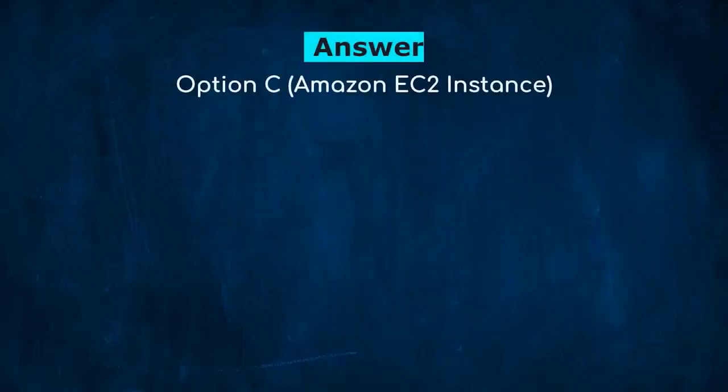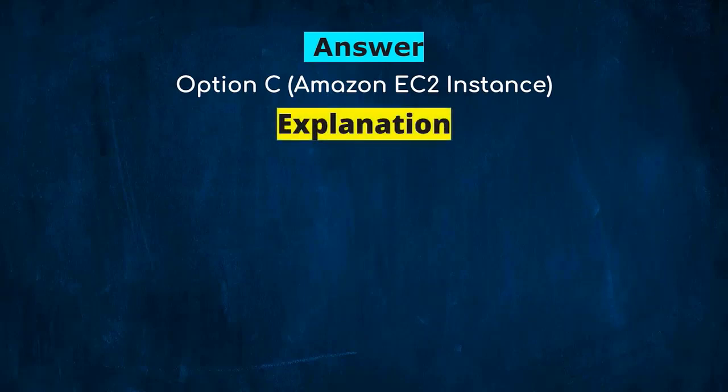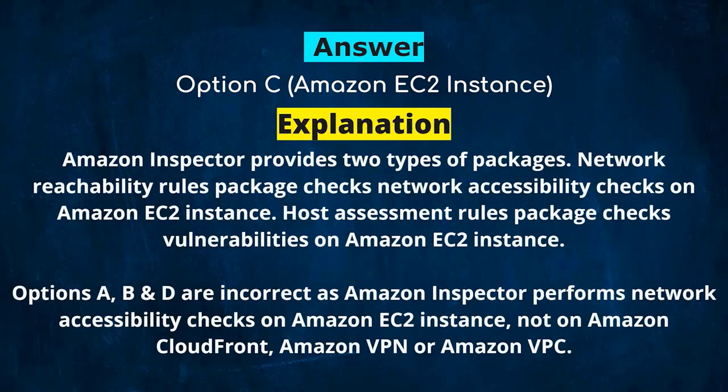Amazon EC2 instance. Explanation. Amazon Inspector provides two types of packages. Network Reachability Rules package checks network accessibility checks on Amazon EC2 instance. Host Assessment Rules package checks vulnerabilities on Amazon EC2 instance. Options A, B, and D are incorrect, as Amazon Inspector performs network accessibility checks on Amazon EC2 instance, not on Amazon CloudFront and Amazon VPN or Amazon VPC.